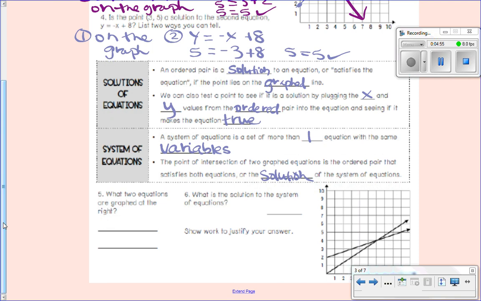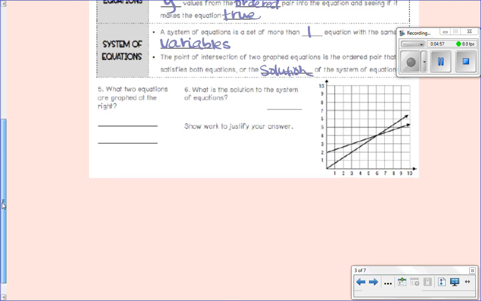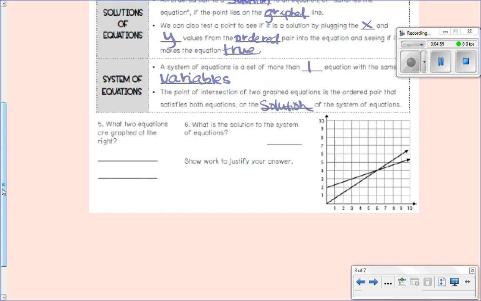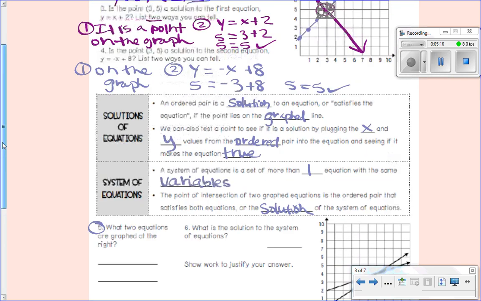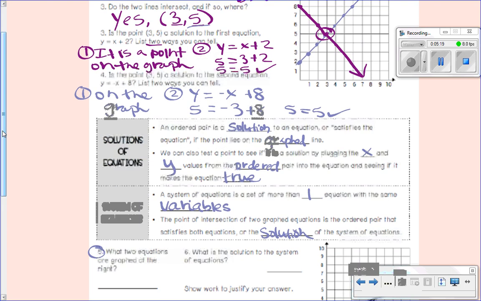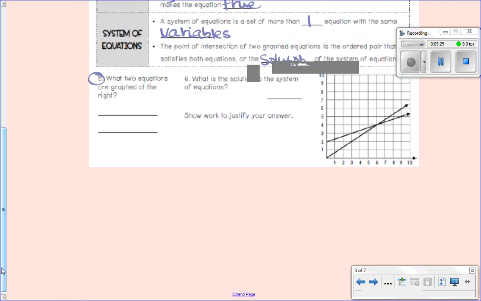So with your table, I want you to do number 5. It says what two equations are graphed at the right. It's important that the correct equations are written, right? And then what's a solution? And then what does it mean to justify your answer? What do you think I'm looking for? Plugging it in. So our two examples right here are how you're going to justify. Okay, so you do a few minutes and then somebody will share.